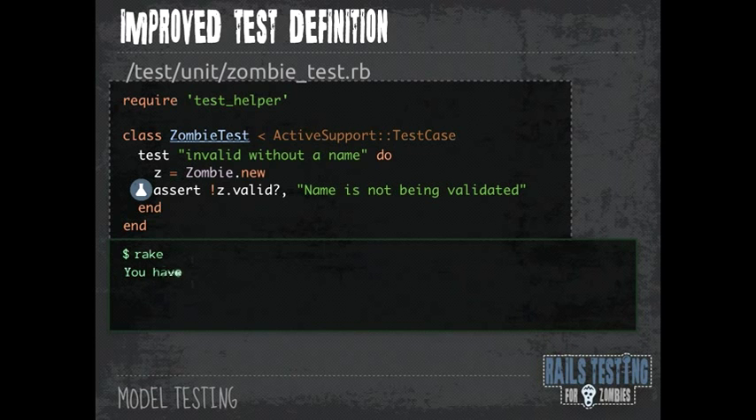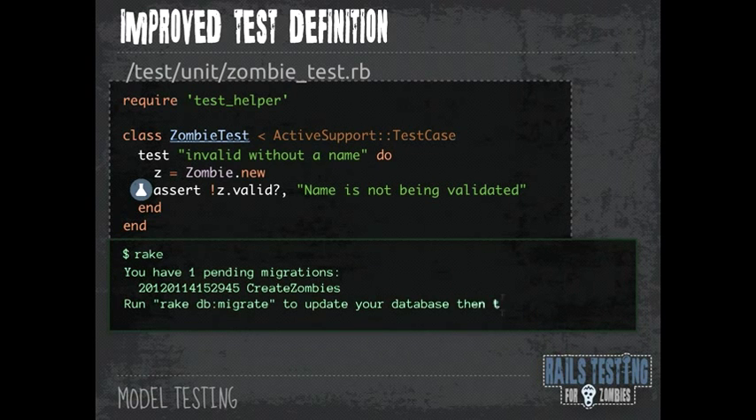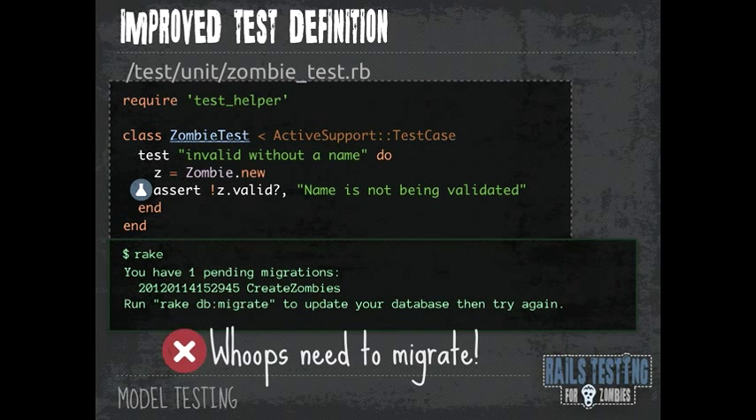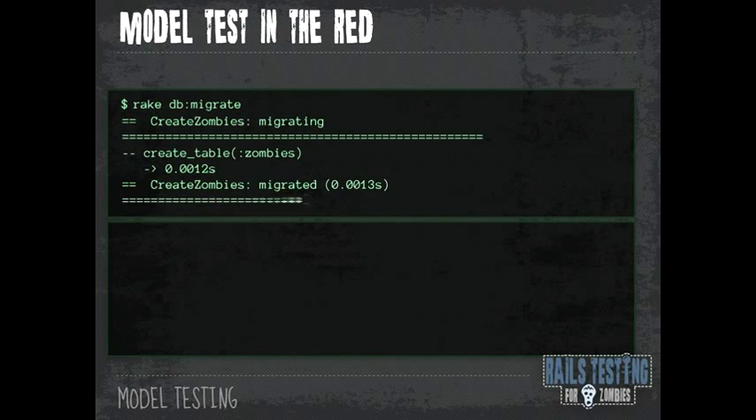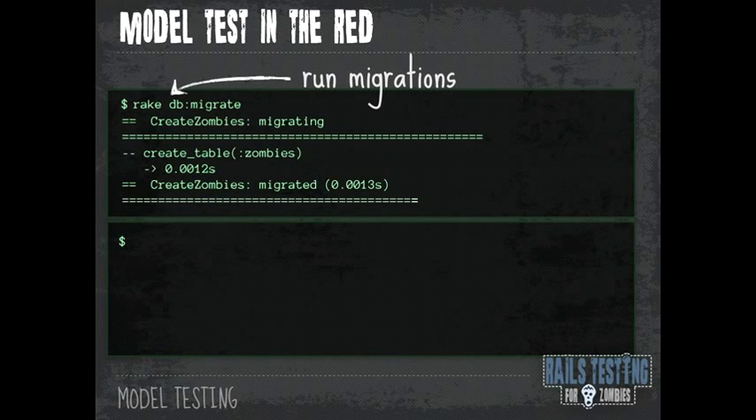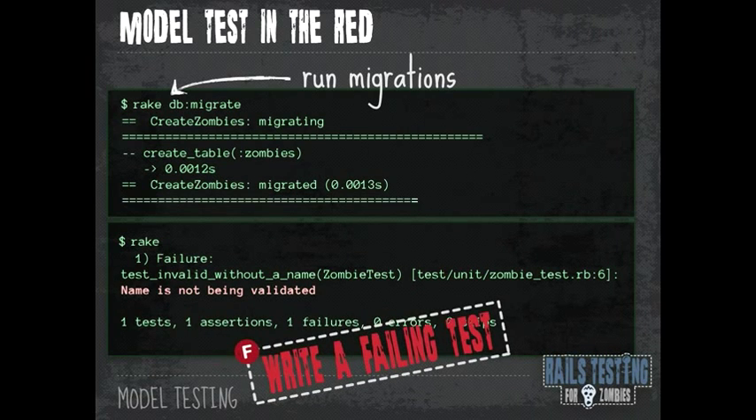Now let's run our test by using the rake command, and looks like we forgot to run a migration. So let's go back and run that migration. So rake db:migrate, our database is migrated. Now we can go ahead and run rake again, and it fails. Yay, it fails. It was supposed to fail, don't worry. Remember, the first step is to write a test and make it fail.